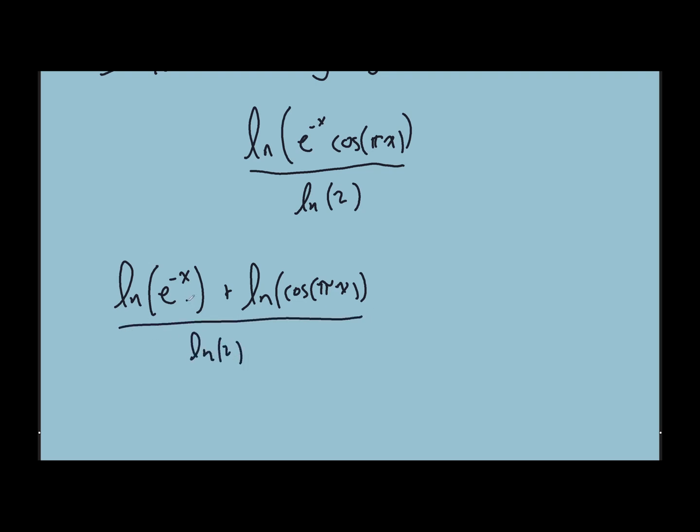Well, why do this? Because e to the negative x here is very close to what we want, because ln of e to the anything just gives us that in return. So that should just be negative x right there. And then we'll do a plus ln of cosine pi x here. We haven't really addressed that yet. That's all over ln of 2. Still, I feel like this is a great starting point.